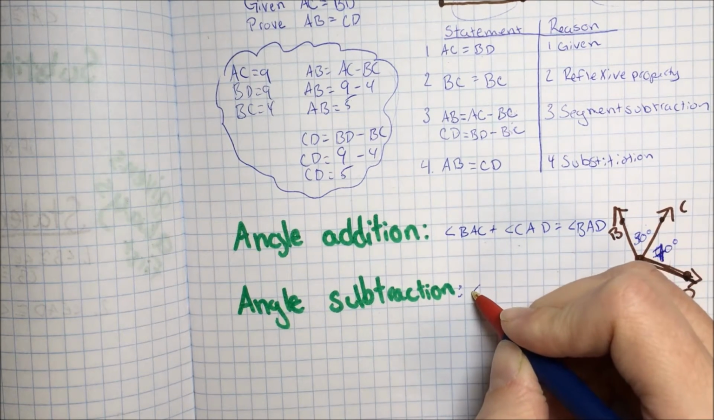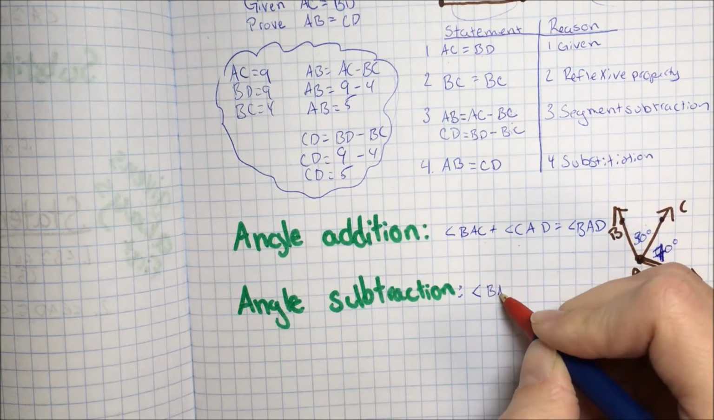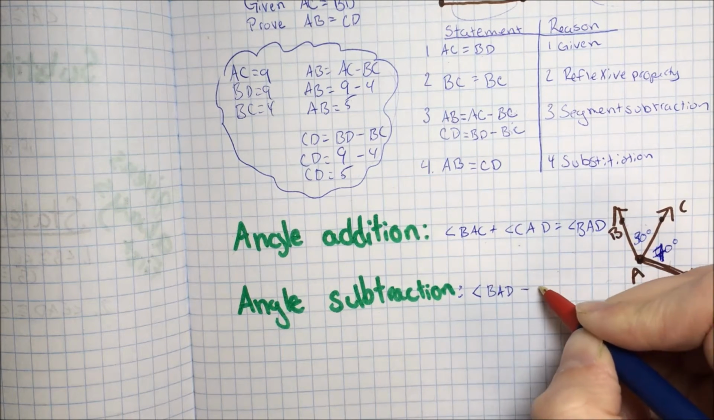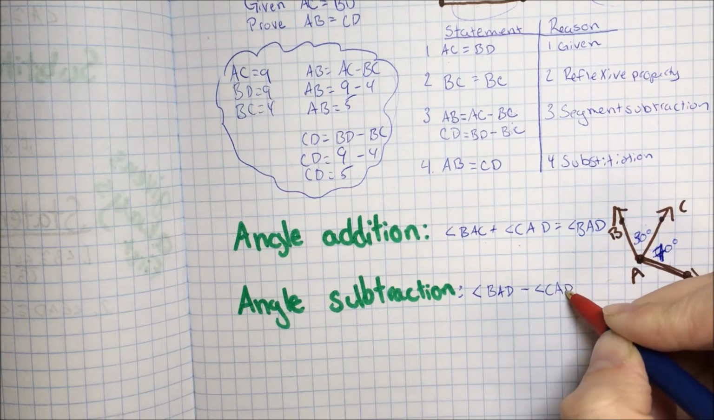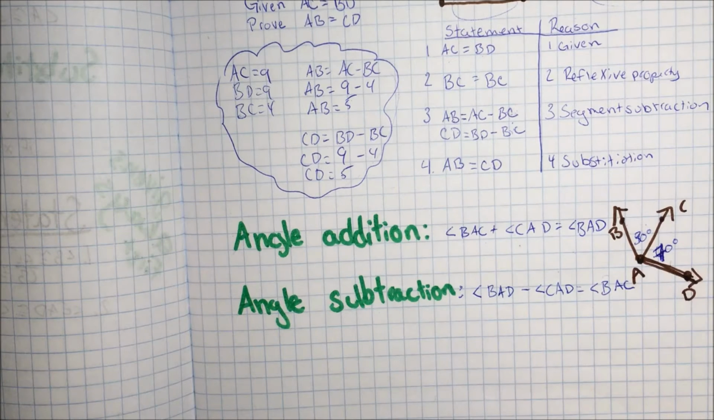Okay, and angle subtraction says that angle BAD minus angle CAD is equal to angle BAC. So it's the same idea as segment addition and segment subtraction, except I'm working with angles.